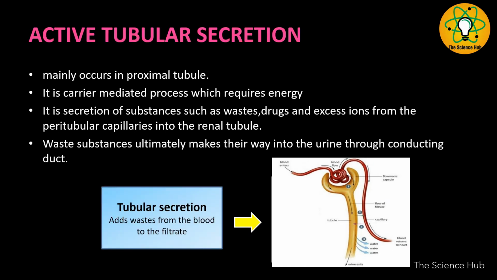Active tubular secretion mainly occurs in the proximal tubule. It is a carrier-mediated process which requires energy. It is the secretion of substances such as waste, drugs and excess ions from the peritubular capillaries into the renal tubule. Here the waste substances ultimately make their way into the urine through the conducting duct.